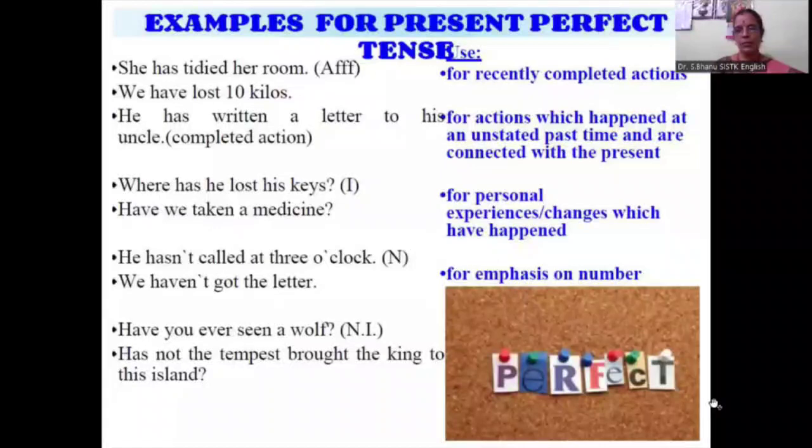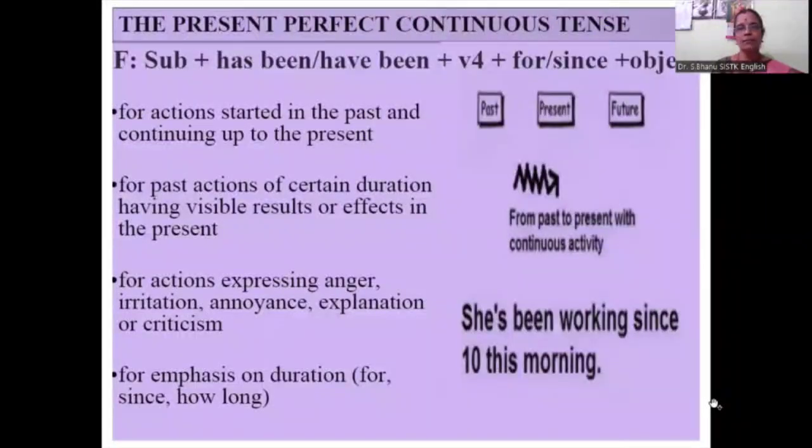Now we will go to the next one, present perfect continuous. The action has started and now, at the time of speaking, it is going on. The structure is subject plus has been or have been plus verb 4 plus for or since plus object. Why am I telling the structure here? Because when you see the structure, you can't make a mistake in the syntax. There will not be any grammatical mistake. The action started in the past and is continuing up to the present. She has been working since 10 this morning.